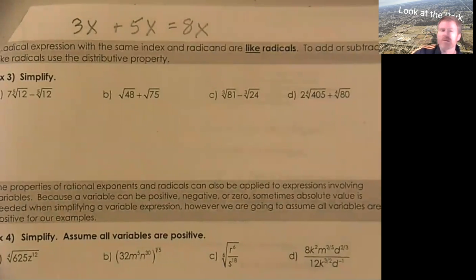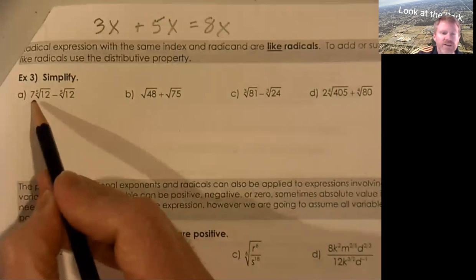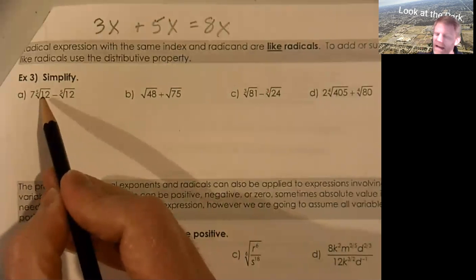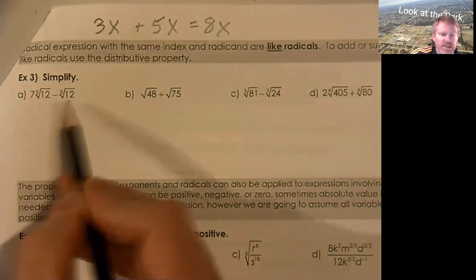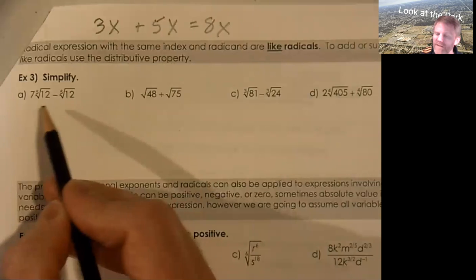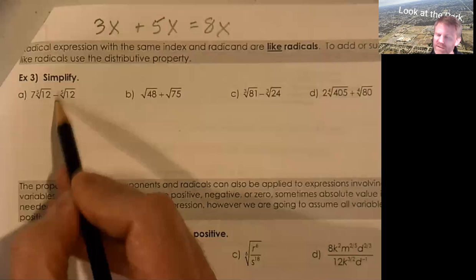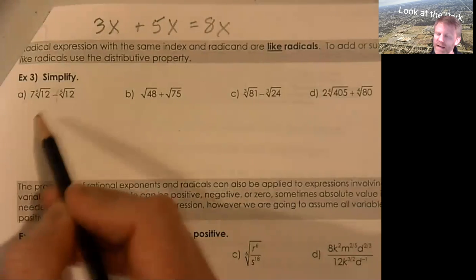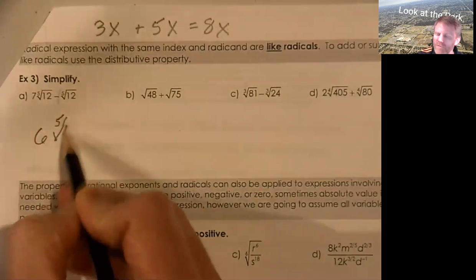So when we come down here to letter A, we see the fifth root of 12 and the fifth root of 12. Those are the same. So they're like terms. So we have 7 minus 1. If a number's not written in there, it's just a 1. So 7 minus 1 is 6, the fifth root of 12.